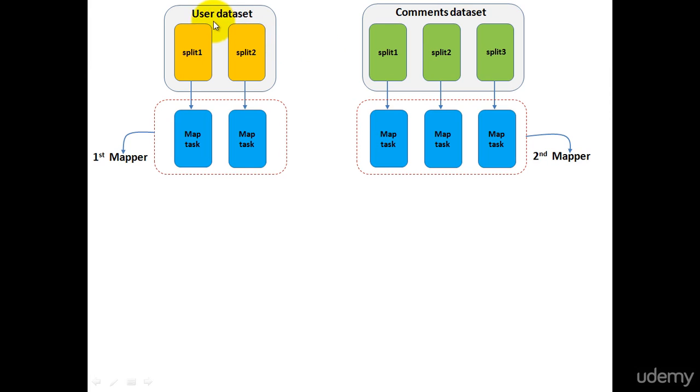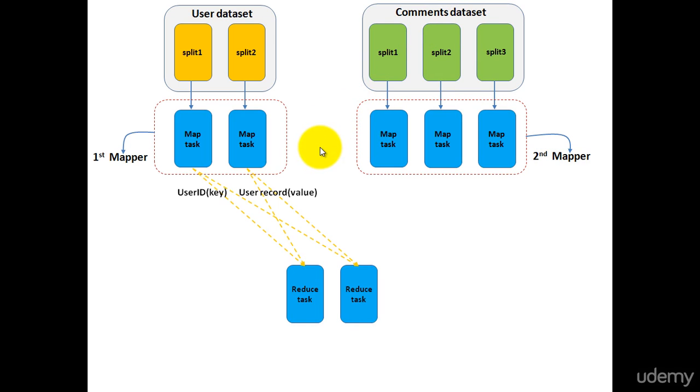Since there are two datasets, two mapper classes are required. The first mapper class will read the user dataset, and the second mapper class will read the comments dataset. The first mapper will emit user ID as the key and user record as the value. The second mapper will emit user ID as the key and comments as the value.